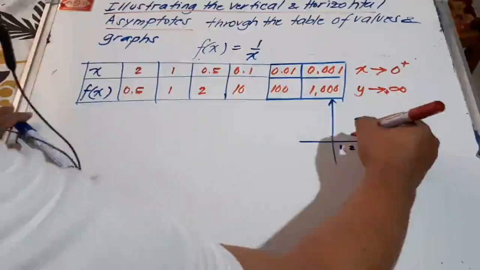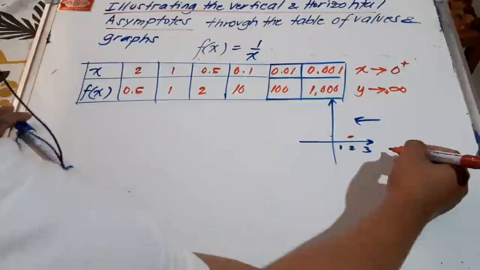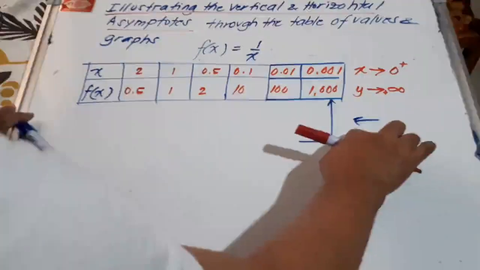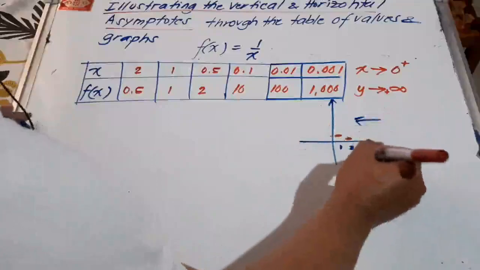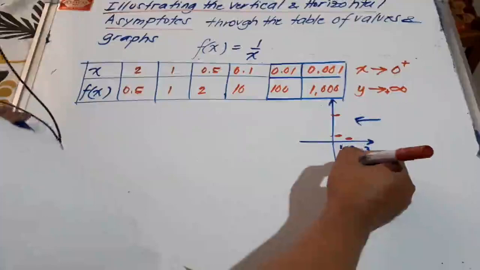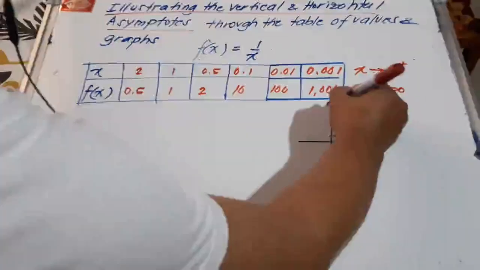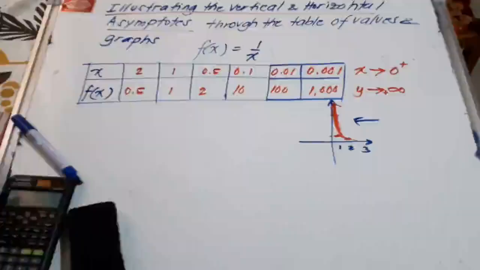So, ibig sabihin, if x is 2, sorry, f of x is 0.5. If x is 1, y is 1. If x is 0.1, 10. If x is 0.01, 100. So, papaganon siya. Pataas siya ng pataas doon habang papalapit ng papalapit siya sa 0.